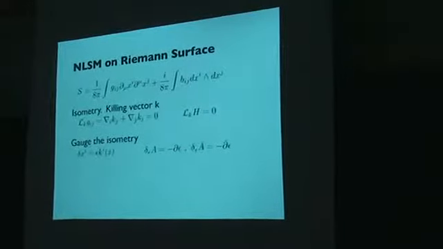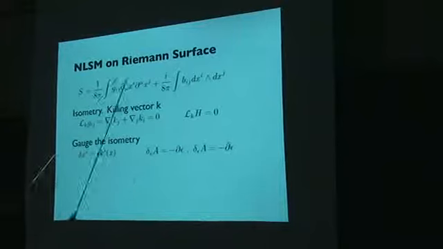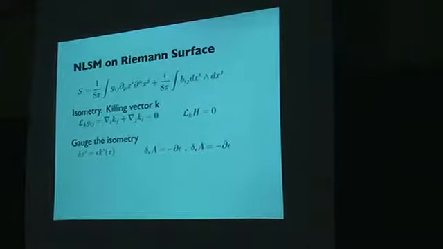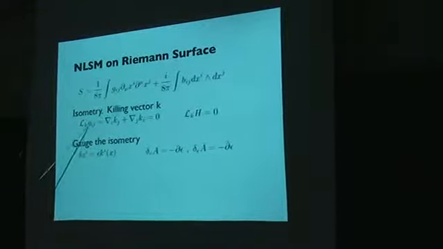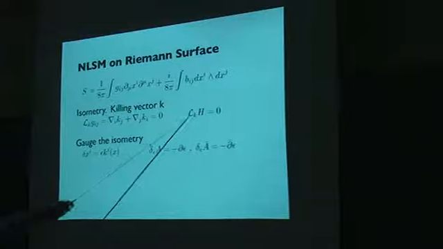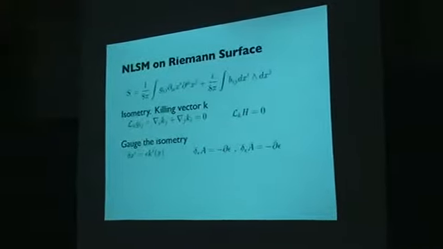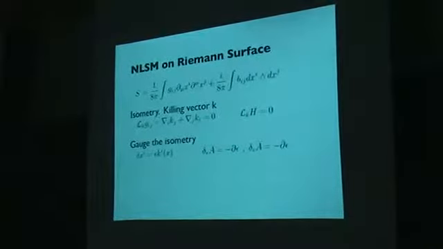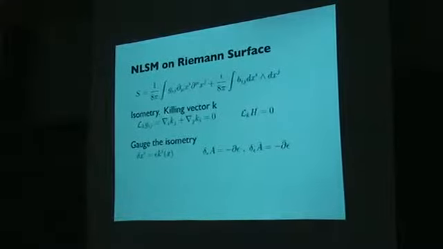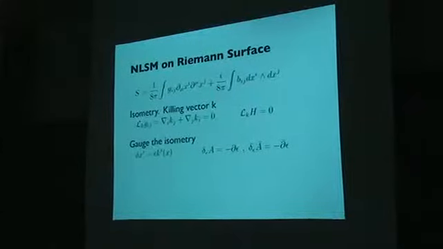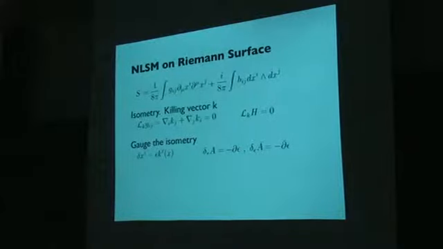We're looking at a nonlinear sigma model on a worldsheet, a Riemann surface, assuming that it has an isometry with a Killing vector k, which also preserves h. And we're looking at gauging the isometry. The reason for doing this was that we were going to try and understand T-dualizing in the direction corresponding to k.